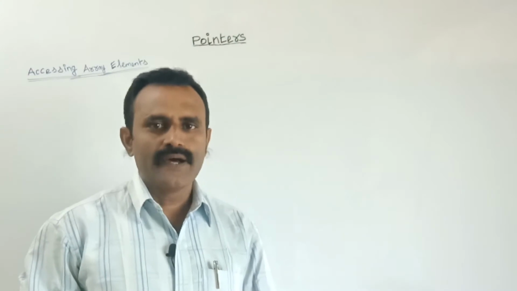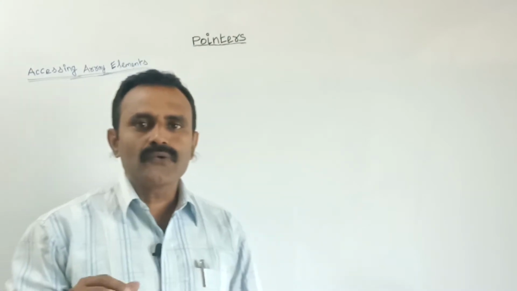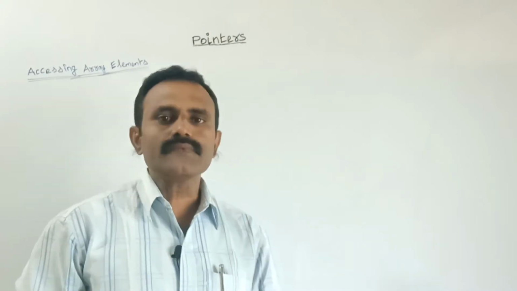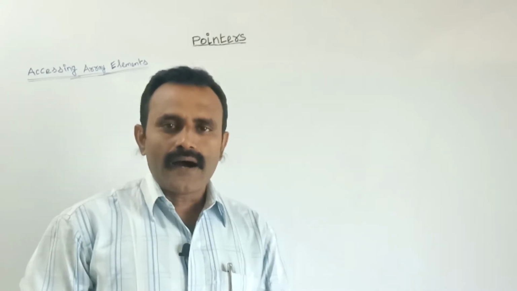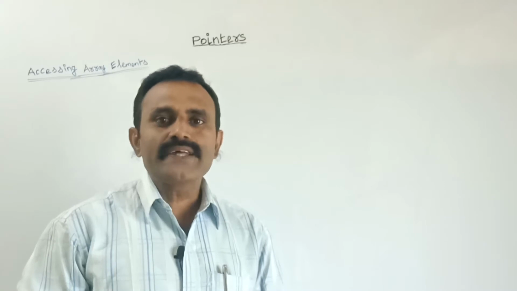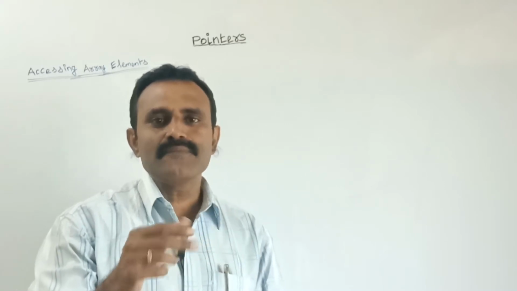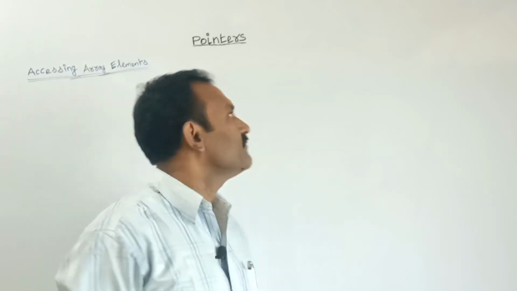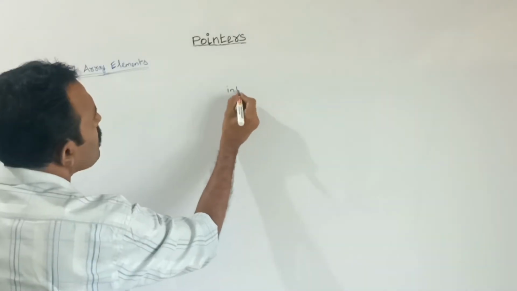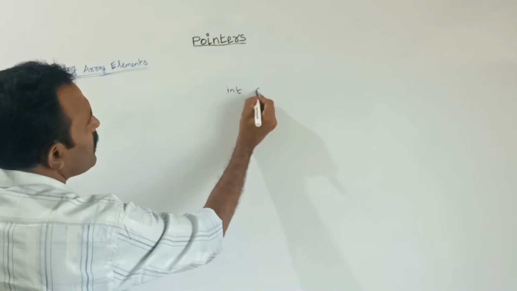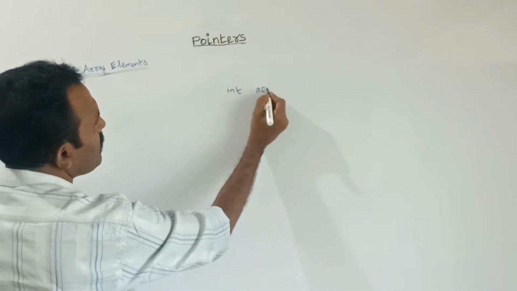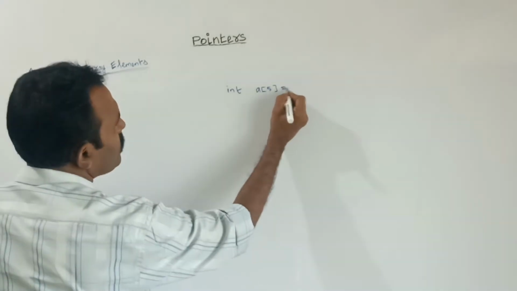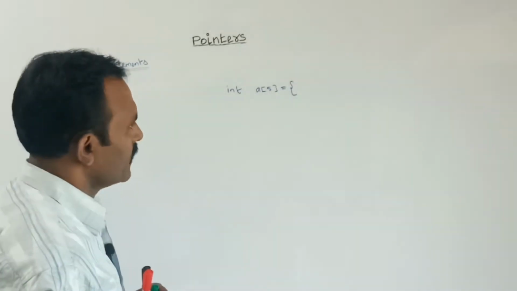Hi guys, now we are going to see how to access the array element using the pointers. We are creating an array because we are storing the elements in the array. The elements will be stored in contiguous memory locations. For example, if you are declaring the array variable a of 5, here totally we can store up to 5 elements.